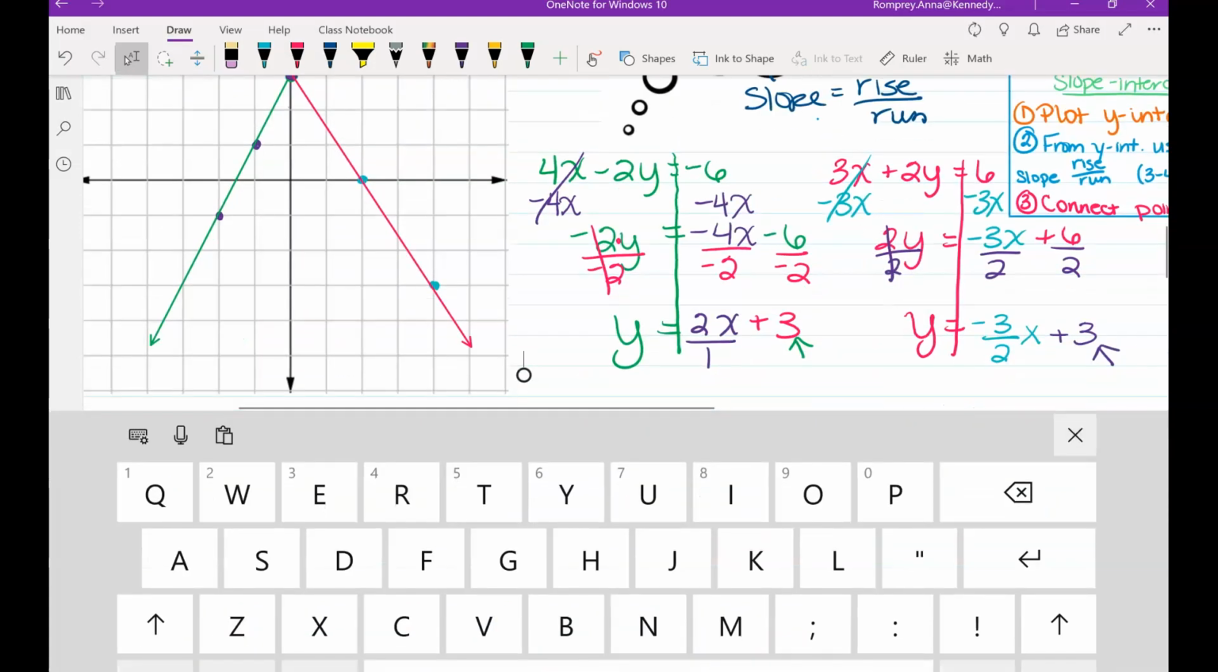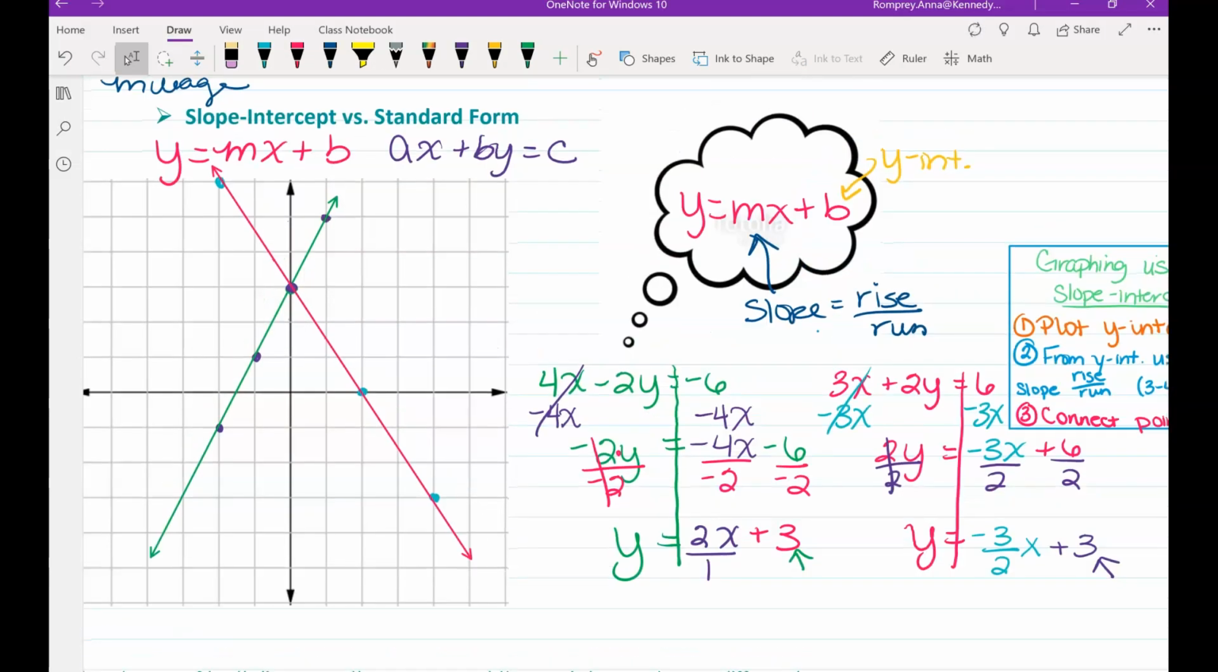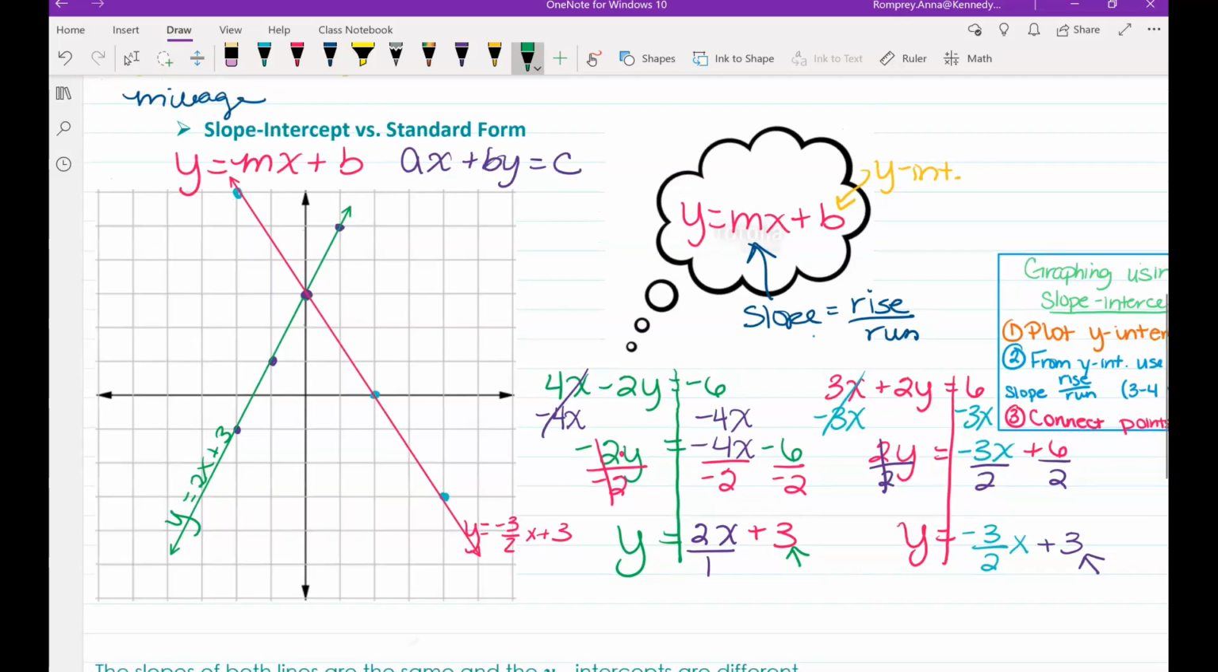So even though I color-coded my lines, if you're ever putting more than one graph at all on the same coordinate plane, you technically should always label them. So this is y equals -3/2 x plus 3. And this one is y equals 2x plus 3. So, I mean, technically, if you're color coding and I know what you're talking about, I'm okay. But again, if we want to keep our math correct, that's really how you should demonstrate it.